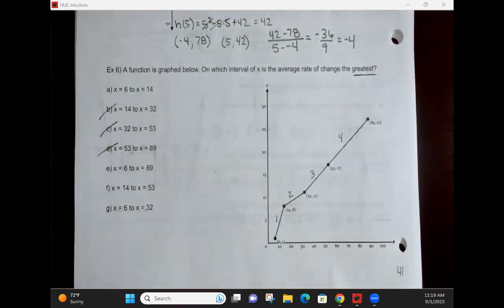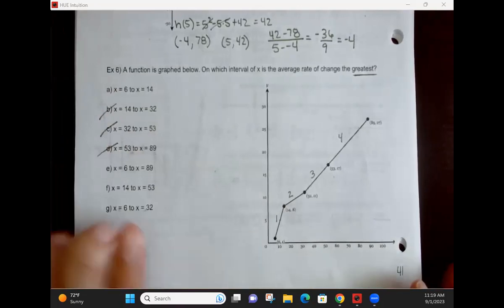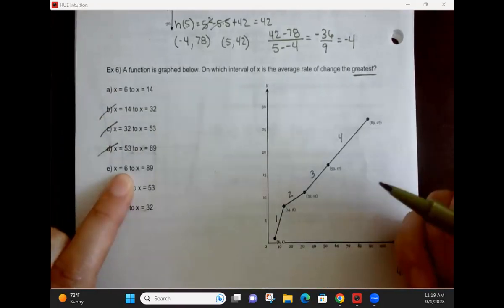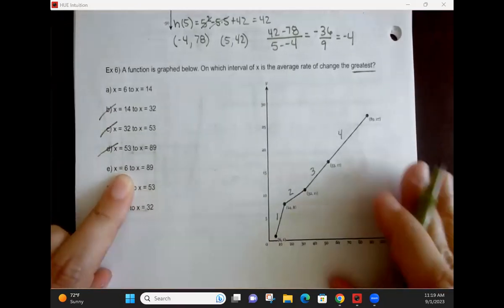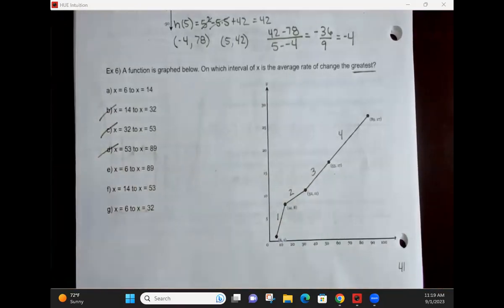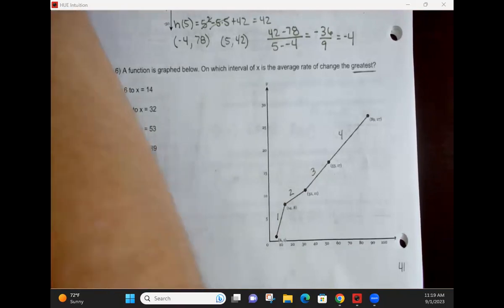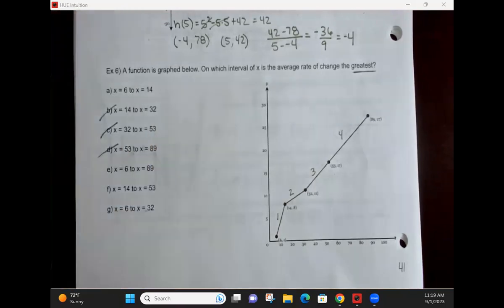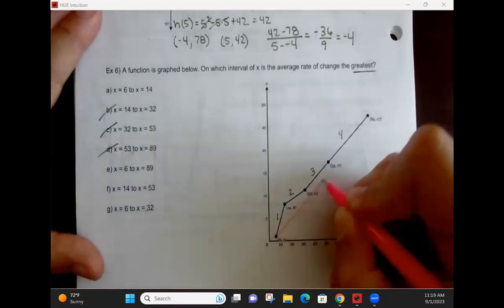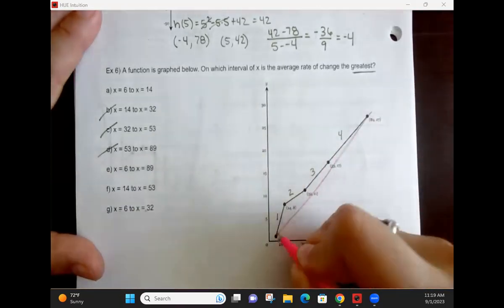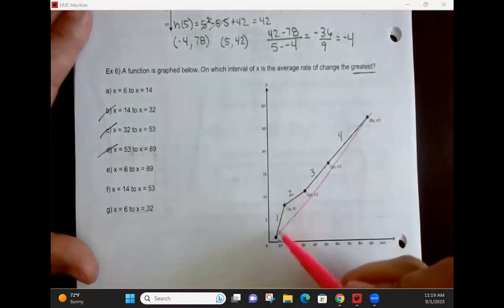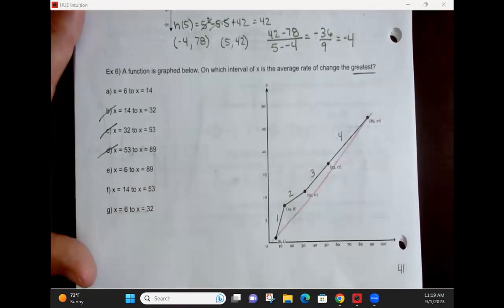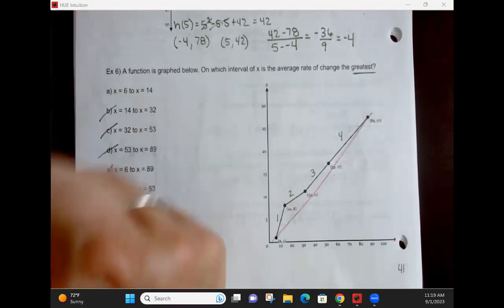And then the rest sort of combine some of these different sections. So E is from 6 to 89. That's the whole thing, from 6 to 89. Let me sketch these in some different colors so we can look at this a little better. From 1 to 89, what's steeper, 1 or what I've drawn in pink here? 1 is still steeper, so it's not E.